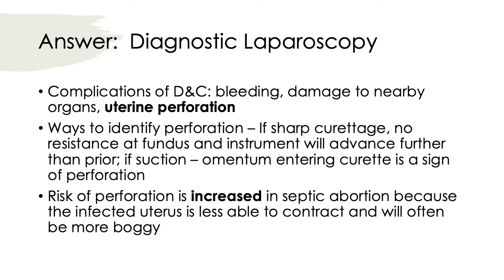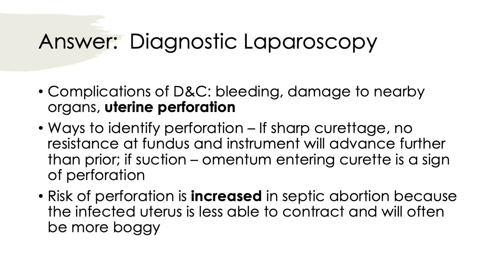And the answer is E. Diagnostic laparoscopy. So as we know, when we consent people for a dilation and curettage, the possible complications are bleeding, damage to nearby organs, and uterine perforation. The risk of perforation is increased in septic abortion because the infected uterus is less able to contract appropriately and will often be more boggy, and it is easier to perf through.